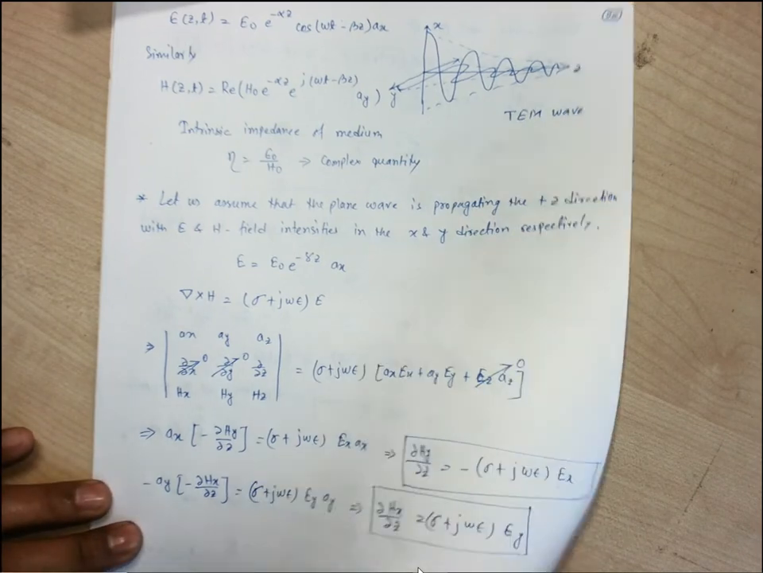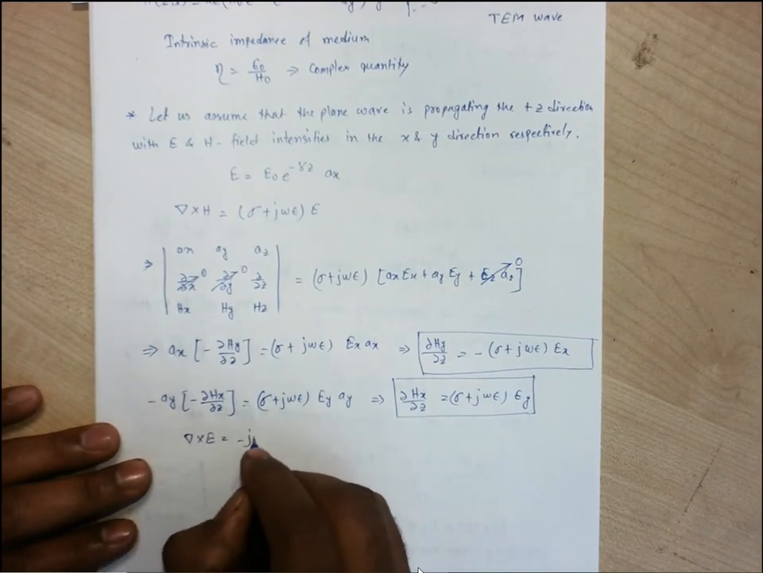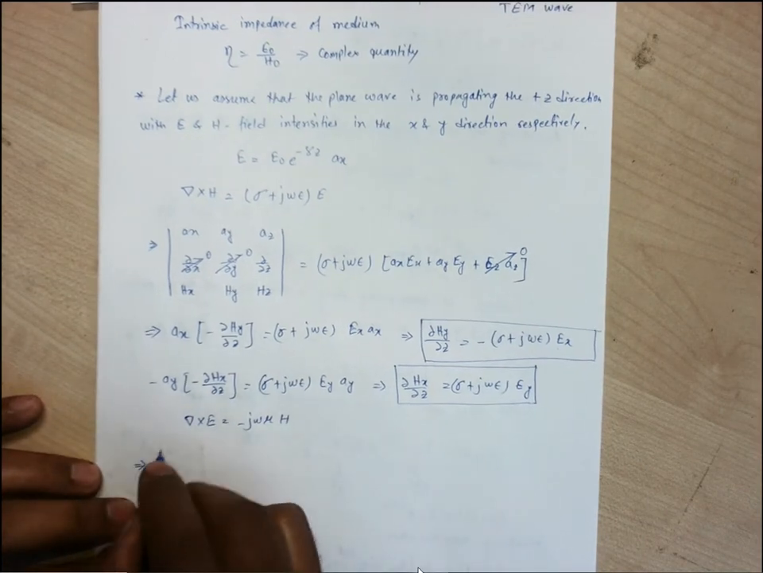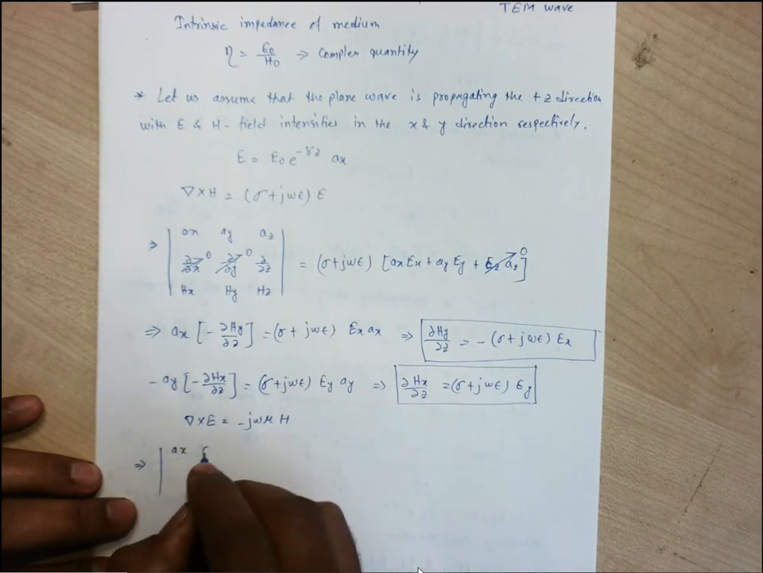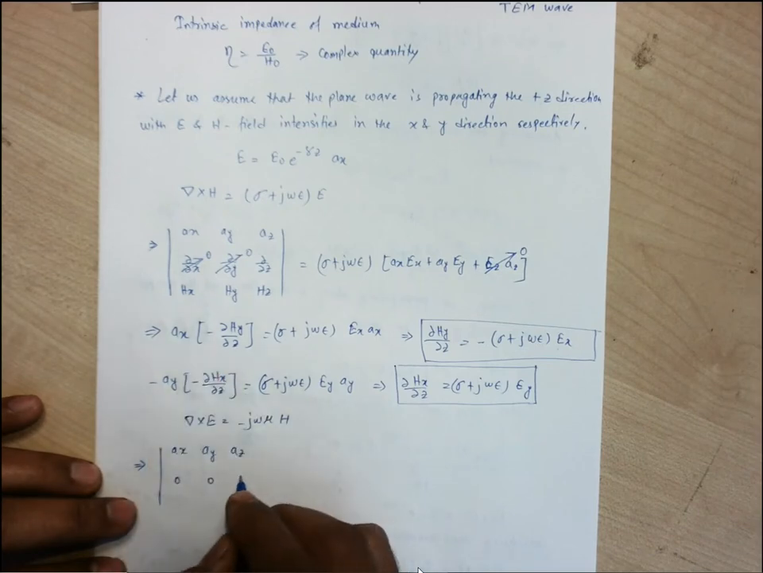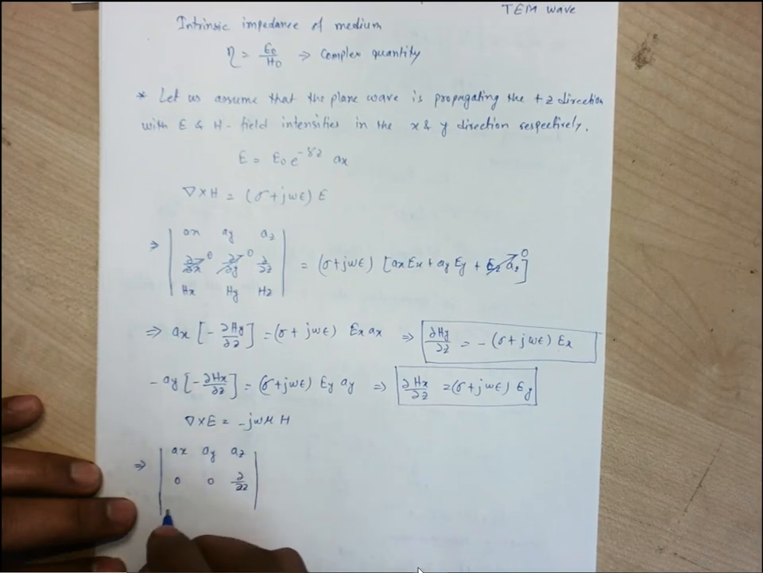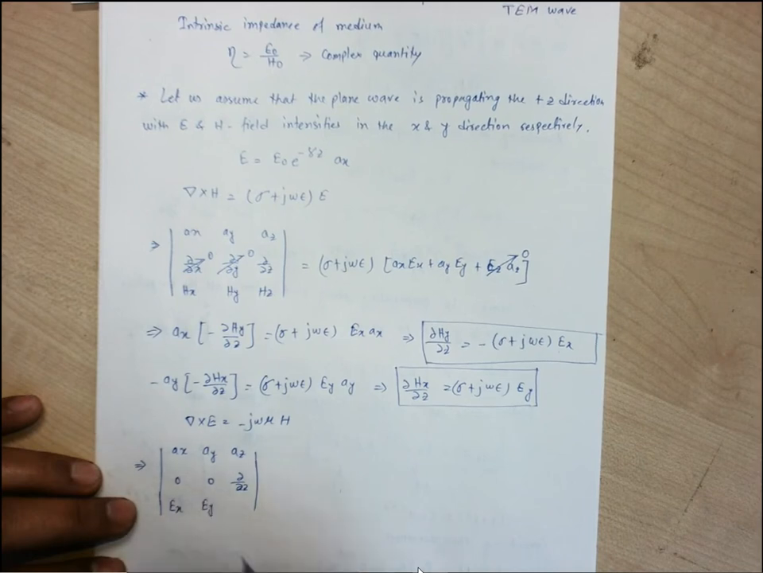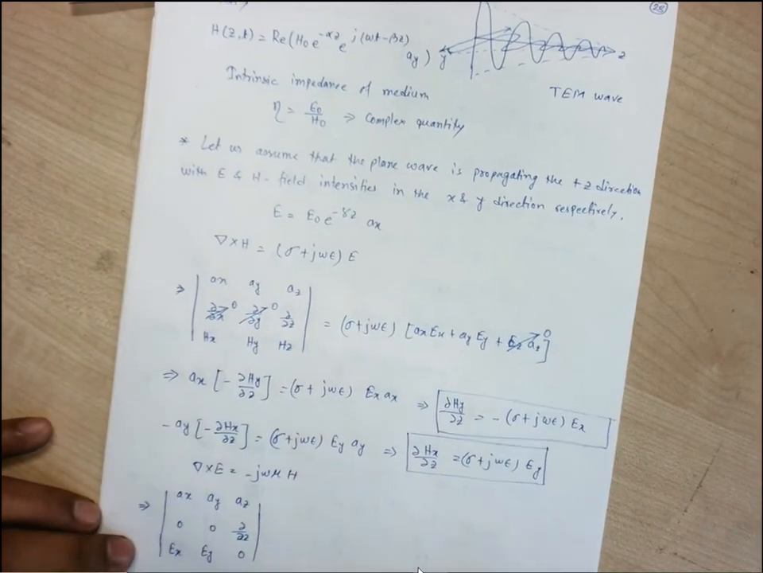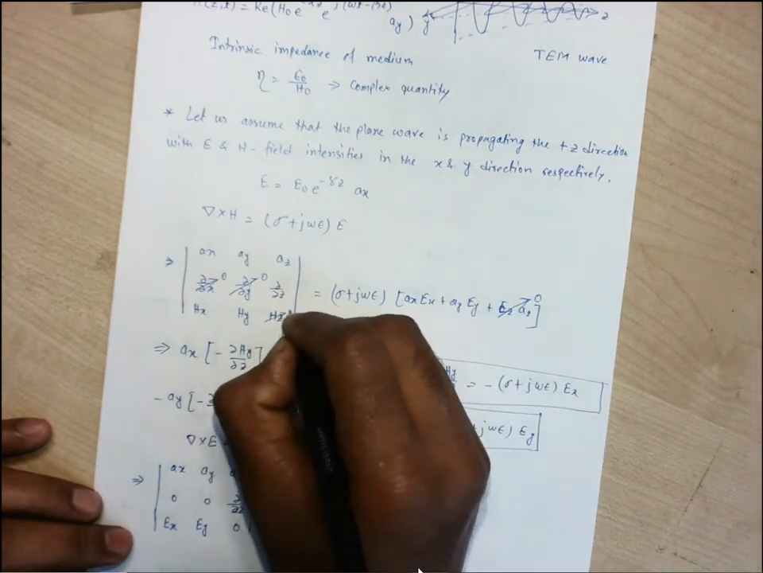The same we can do with another Maxwell's equation as well. If we take del cross E is equal to minus j omega mu h, the same way we can find the components ax, ay, az. We don't have any variation with respect to x and y; we have the variation with respect to z only. We can have x component, we can have y component, but the z component should be 0. Here also we can write this as 0, but to show you I am not making it 0. There should not be any field component, either electric or magnetic. You can make this 0 as well.